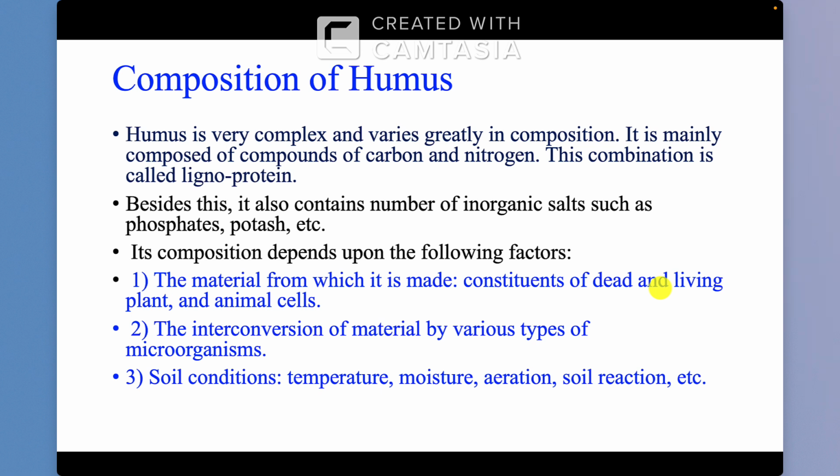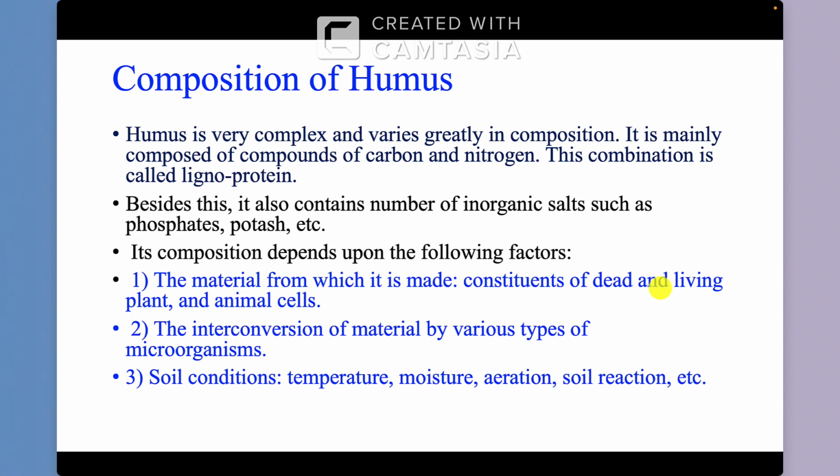If you remember in the theory lecture, humus. Humus is very complex in the soil. It is composed of organic compounds, carbon and nitrogen, in combination as lignoprotein, of course, and inorganic as well, inorganic salts like phosphate and others. This composition, of course, depends on a lot of factors.